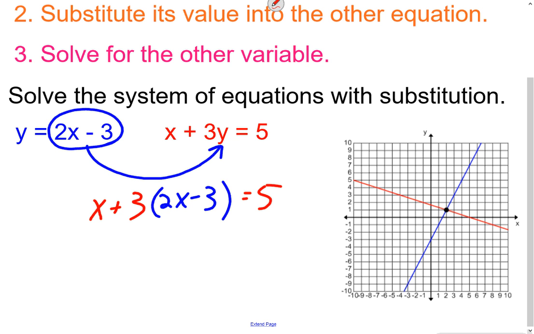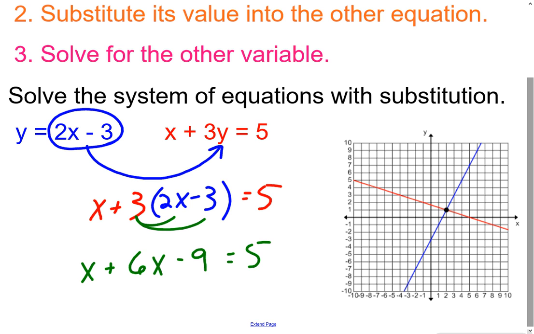Now I have a new equation, and notice there's only one variable. It's x. You know how to solve an equation that has one variable in it that looks like this. So that's what we're going to do now. And to do that, we're going to have to distribute. So we have the x plus, now, not 3. Let's try that again. How about 6x and then minus 9 equal to 5?